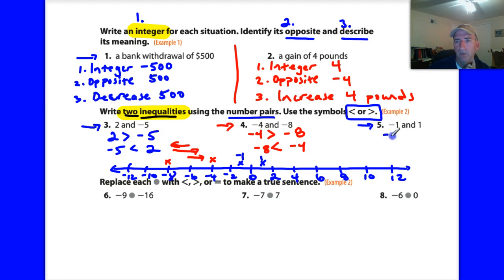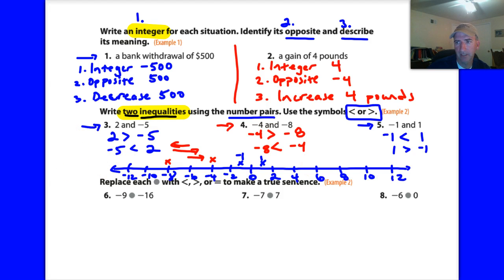All right, so one inequality, if you have negative 1 and 1: negative 1 is less than 1, because it's on the left. Over here, it's less. If you switch those numbers around, 1 is greater than negative 1. So there, we wrote two inequalities for 3, 4, and 5.